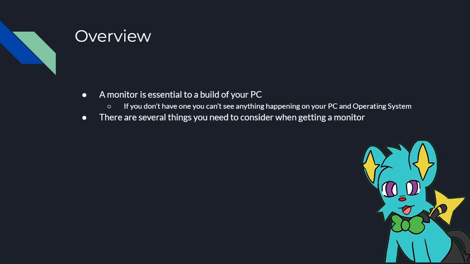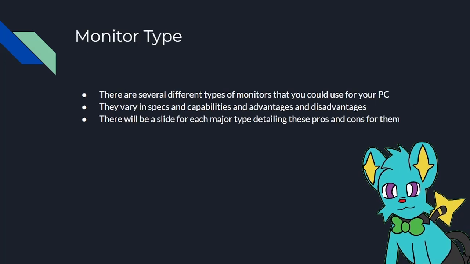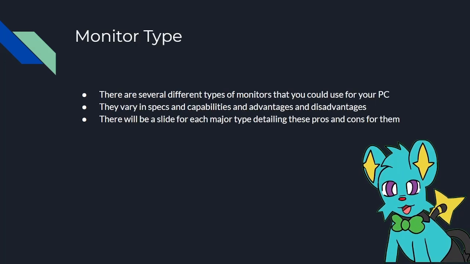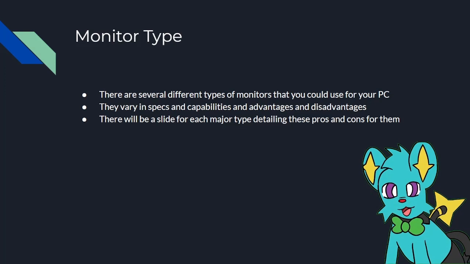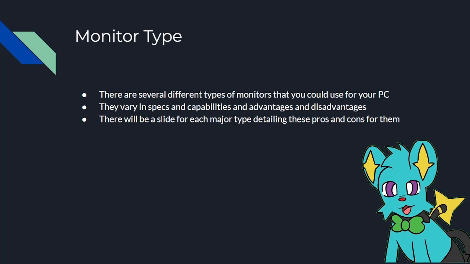And there are several things you want to consider when getting into a monitor. There's the monitor type. Each monitor type has different specs and capabilities and advantages and disadvantages that you want to look for. And each major type of monitor that are being sold are going to be included. Some of these specific technologies may not be mentioned, but it's mainly just the main specific types and some pros and cons and what they're recommended for.